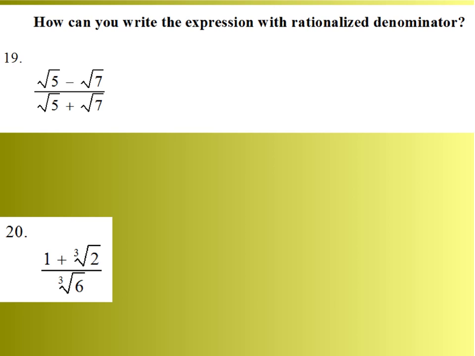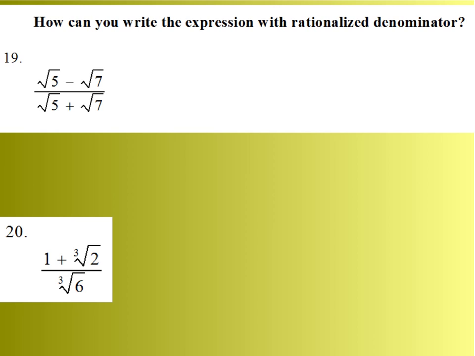Alright, finally, our last two problems. So it says, how can you write the expression with rationalized denominator? Looking at number 19, we have the square root of 5 plus the square root of 7 in our denominator. Now we have that same thing in our numerator, but with a minus sign. Well, we're not multiplying here, so there's nothing special about that. Even though they're conjugates in the numerator and denominator, there's nothing special going on. We just need to focus on our denominator.